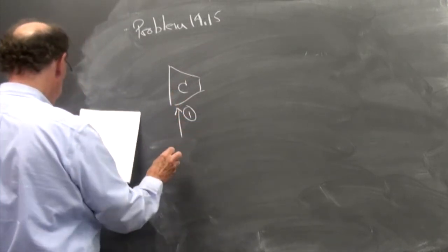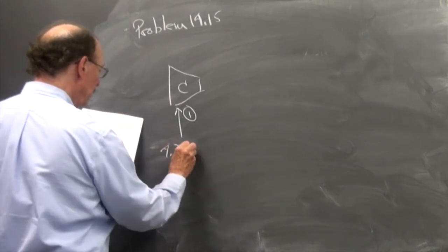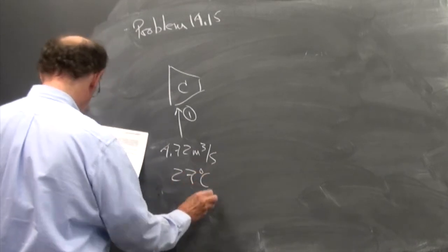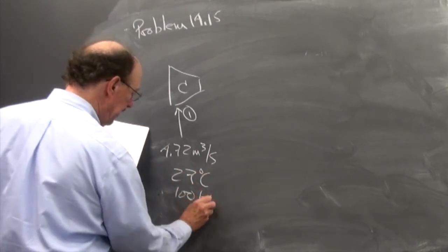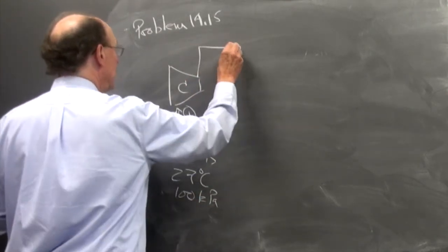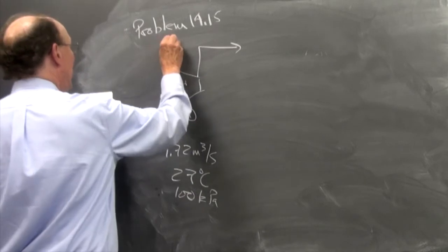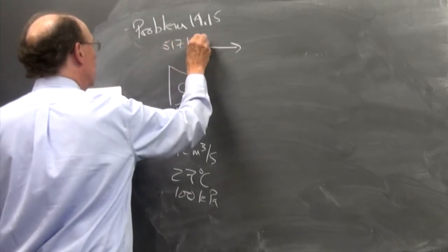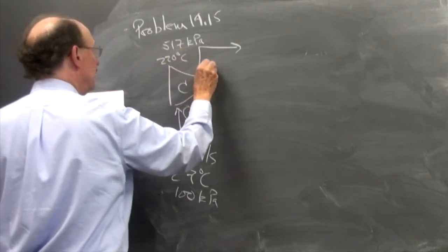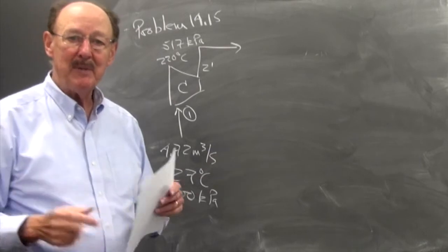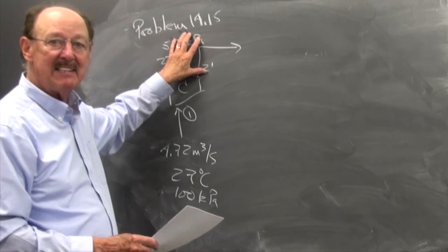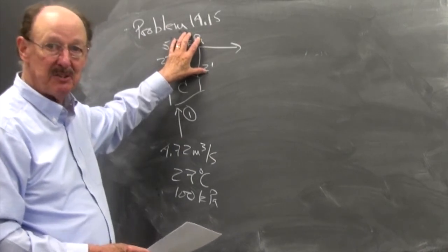So at state 1, we have 4.72 cubic meters per second, 27 degrees C, 100 kPa. So that's the standard temperature and pressure inlet conditions. It's coming out, going into the combustion chamber, at 517 kPa and 220 degrees C. Call this 2 prime. Whenever you're given a problem and they tell you the conditions, do not assume that's the isentropic conditions. That's the actual conditions. You're going to have to find the isentropic ones.